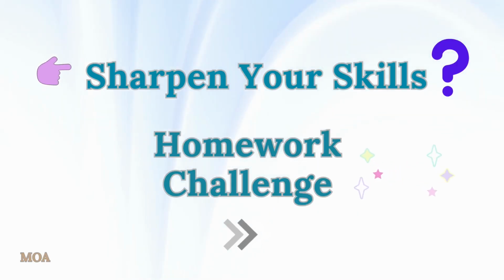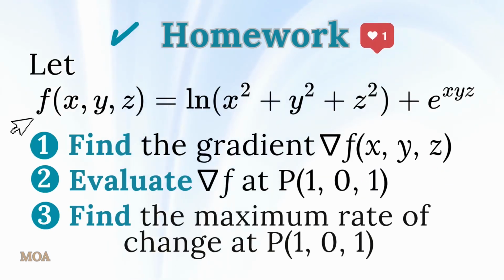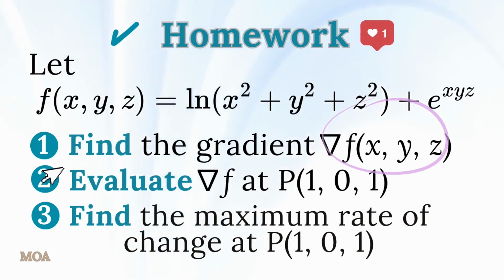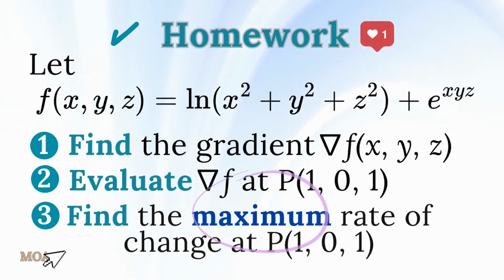Well, now, are you ready to sharpen your skills? To consolidate the methodology we covered in Lesson 61, we have a new homework challenge for you. Here is our problem statement. Let f of x, y, and z equal the natural logarithm of x squared plus y squared plus z squared plus e raised to the power of x, y, z. First, find the gradient of f. Next, evaluate the gradient at the point P, 1, 0, 1. Then, find the maximum rate of change at the point P, 1, 0, 1.